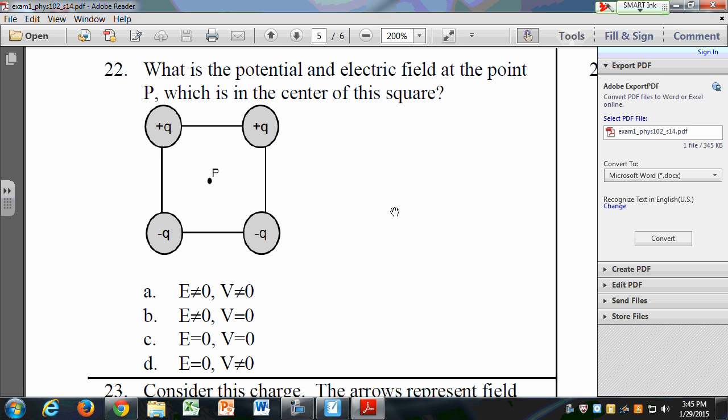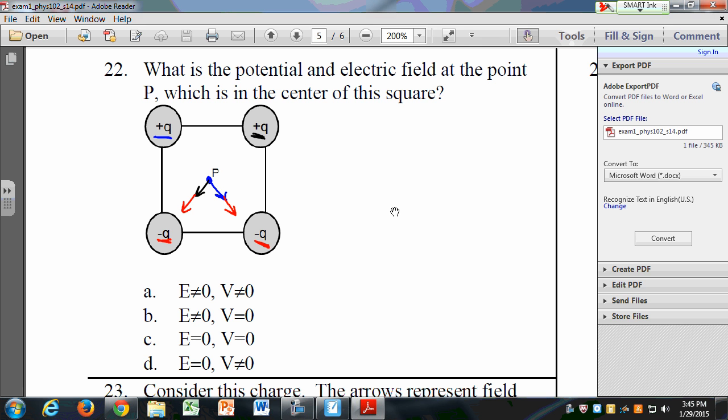To find the electric field, whether or not it's 0, is a little more complicated. If I imagine this charge, the electric field, remember I place a positive charge here and ask myself what is the direction. The electric field due to that charge is in that direction. The electric field due to this charge is in this direction. The electric field due to this charge is in this direction, and then the electric field due to this charge is in that direction. So is the electric field equal to 0?